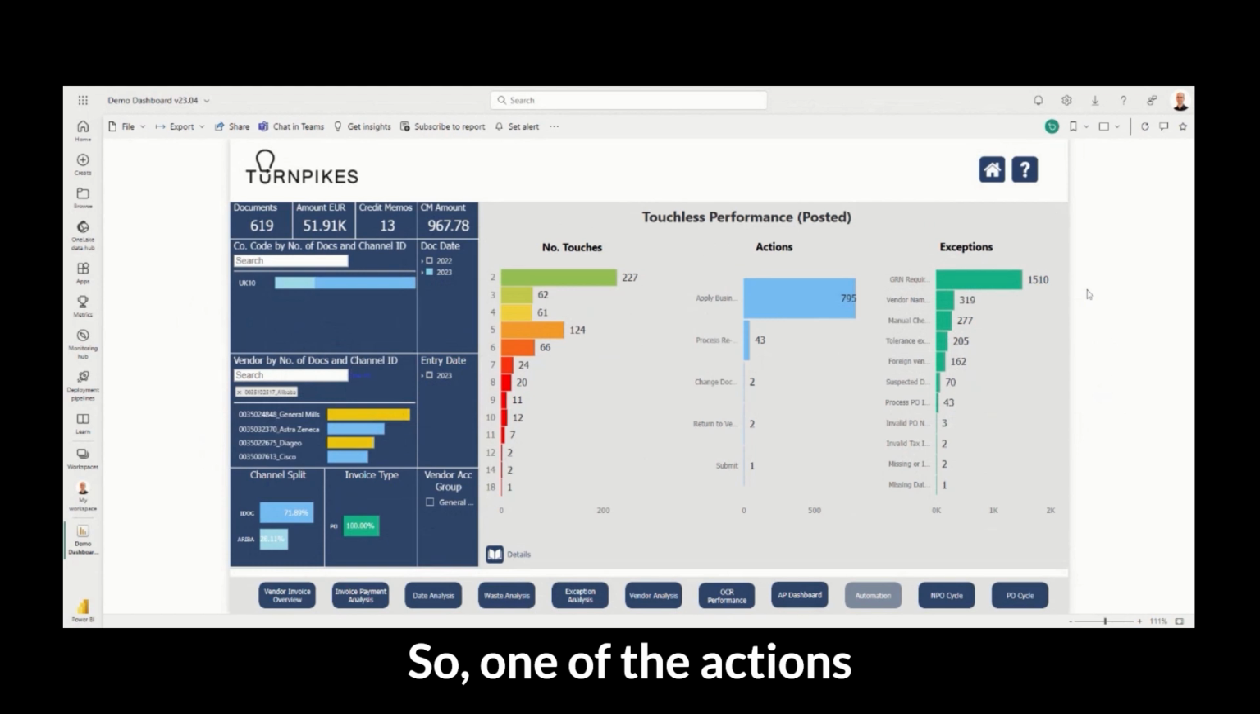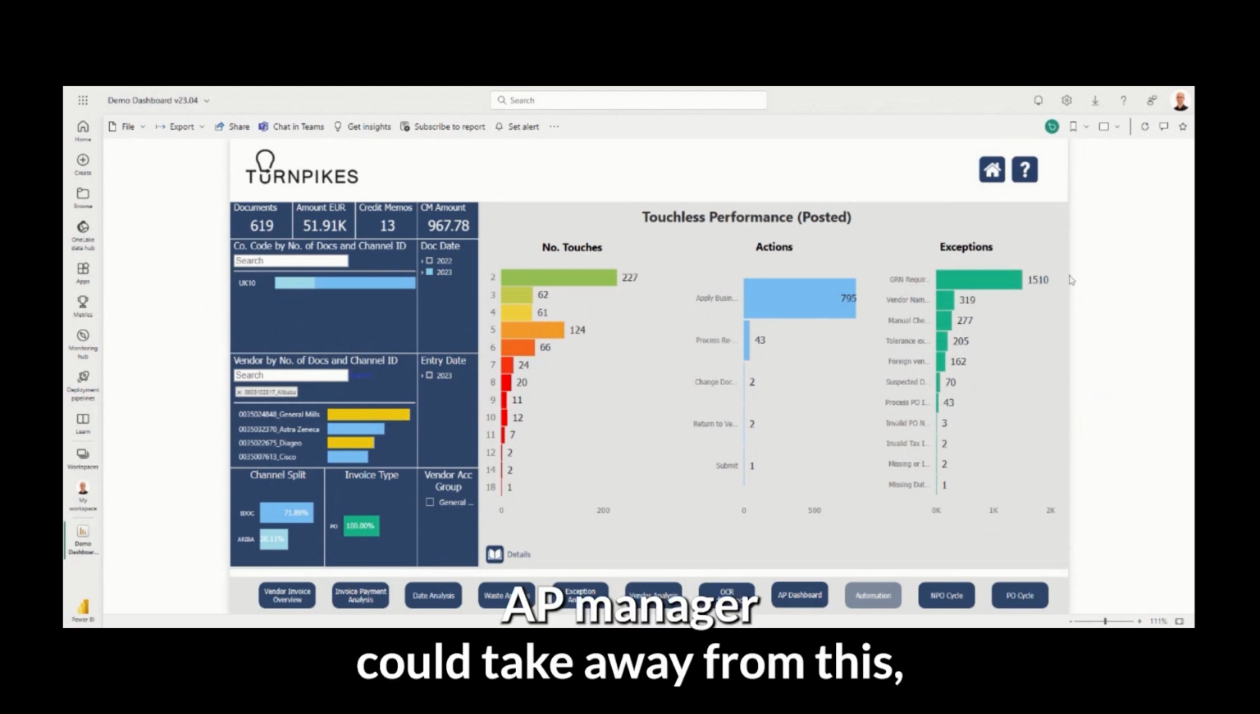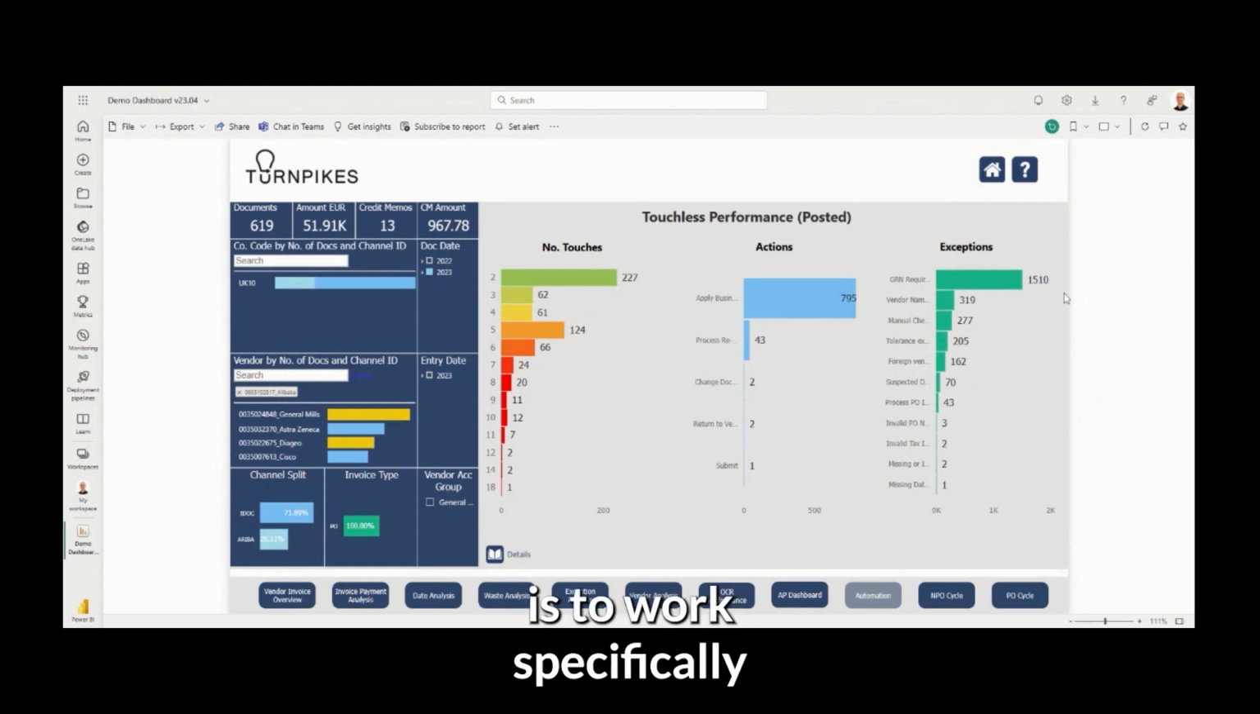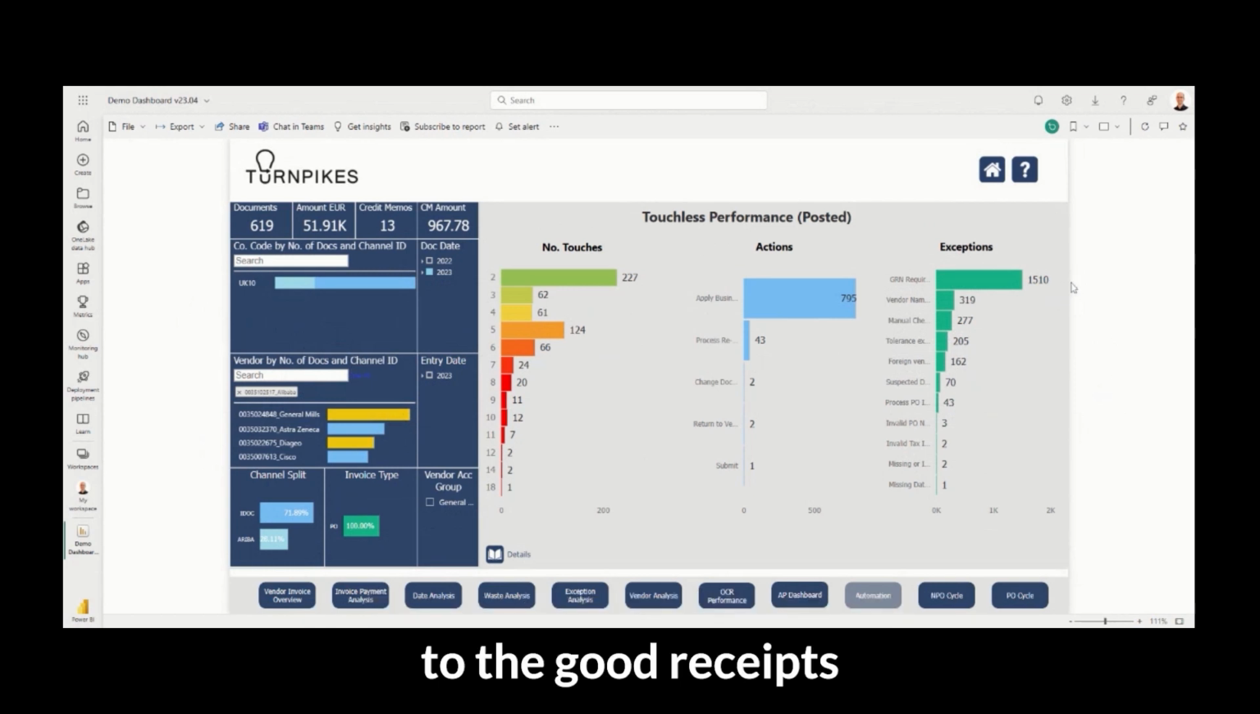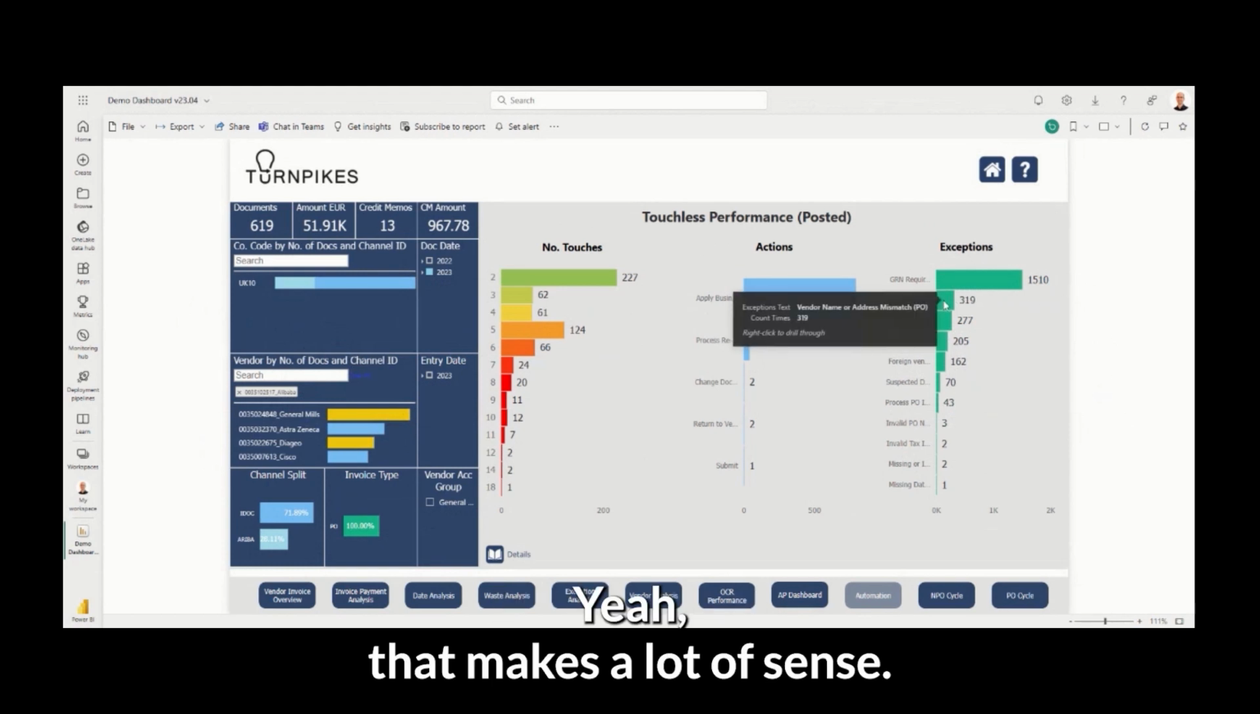So one of the actions that a business analyst or AP manager could take away from this is to work specifically on the communication towards the line of business, to do the goods receipts more often, to be just on top of this task. Yeah, that makes a lot of sense.